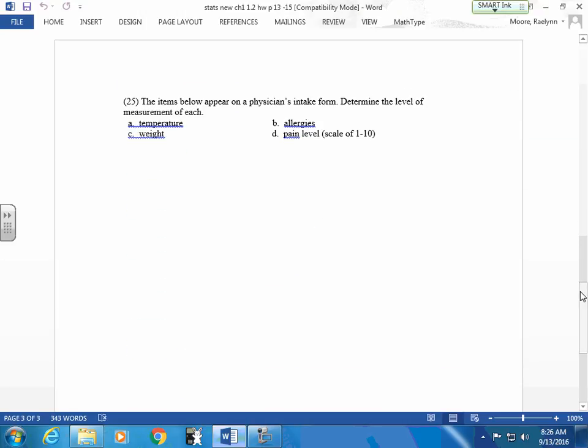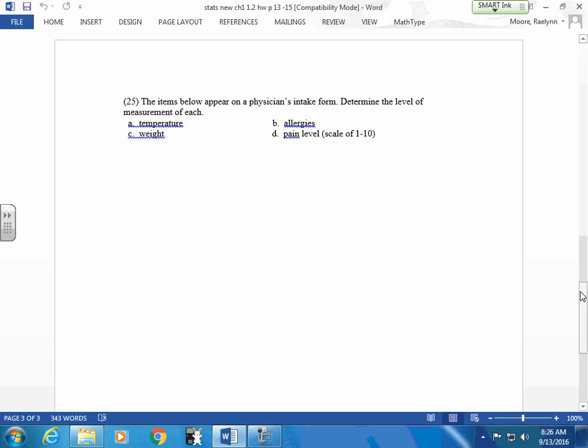Okay, here are items that appear on a physician's intake form. Determine each level of measurement. So temperature is what level? Interval. Allergies? Nominal. Just the name of their allergy. Weight? Can I say one person is twice as much as another? Ratio. Weight, height, things that you measure, measurable things, are usually ratio.